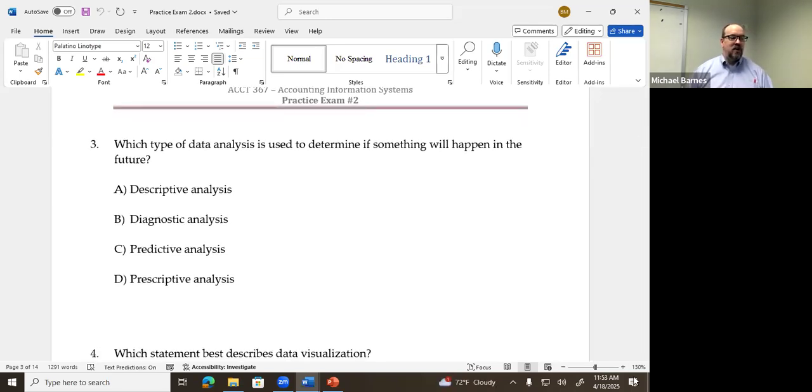Which type of data analysis is used to determine if something will happen in the future? So let's just go through each of the definitions of these. Descriptive analysis, what happened? Diagnostic analysis, why did it happen? Predictive analysis, what will happen? And then prescriptive analysis, based on what we think will happen, what should we do? So which of these is what will happen? That's C, okay? C is our answer here.